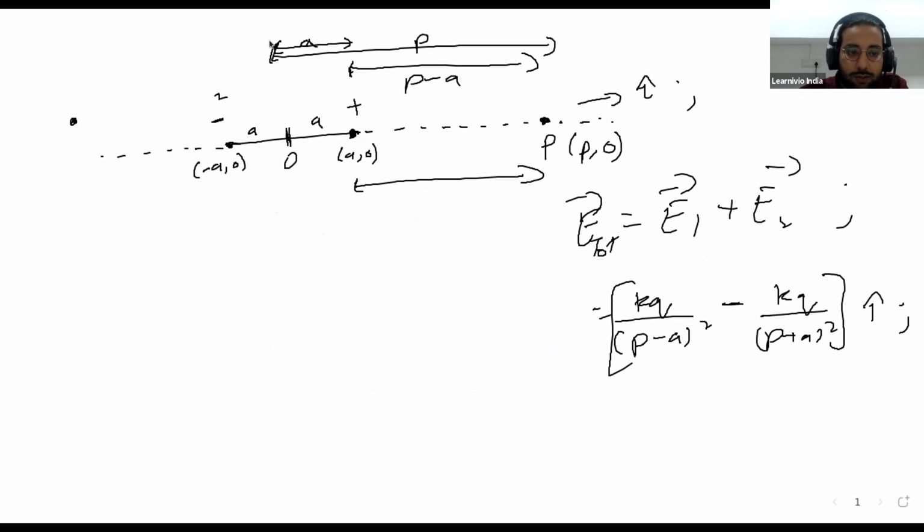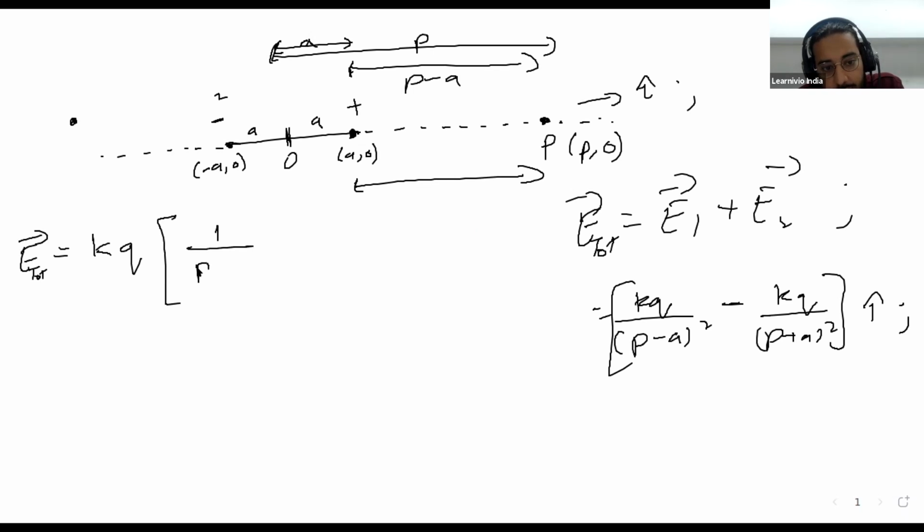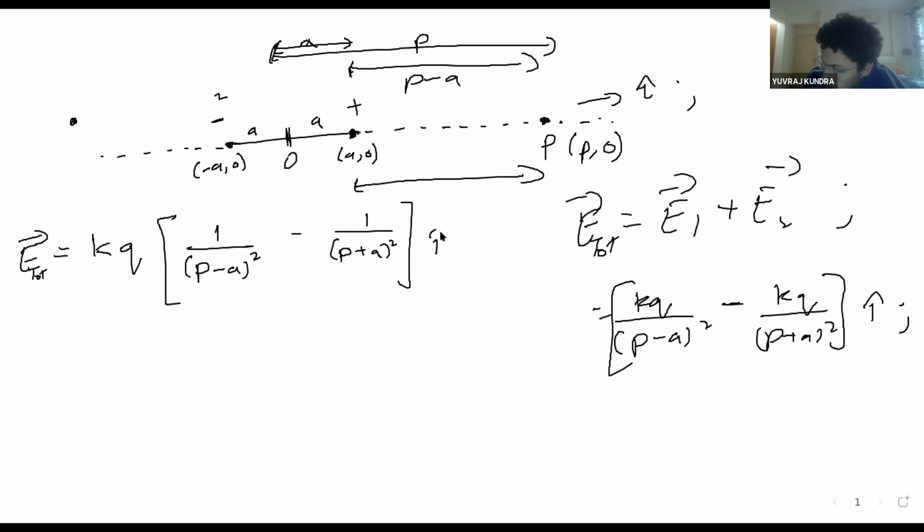Okay, now let's go ahead and simplify this. So let's take the KQ out first of all. So you have 1 over P minus A whole squared minus 1 over P plus A whole squared. Like that. Now, any suggestions on how one should proceed here? Well, the simplest thing would be just to multiply them together, right? So let's open the brackets and multiply, or direct multiply.